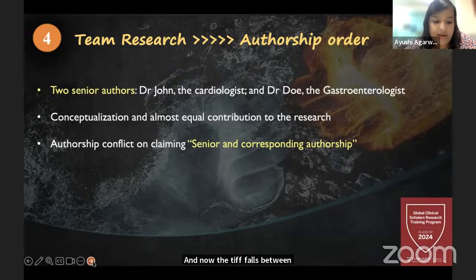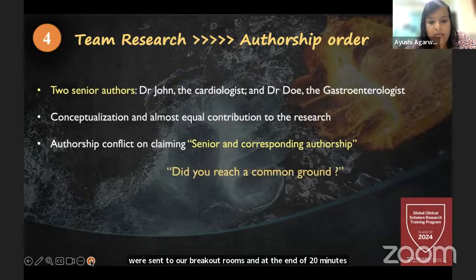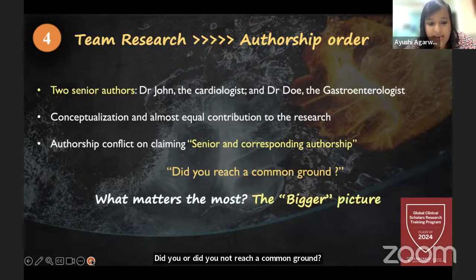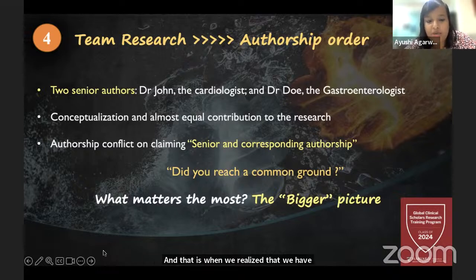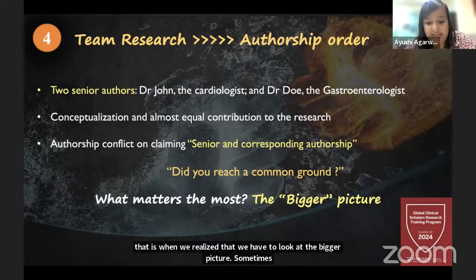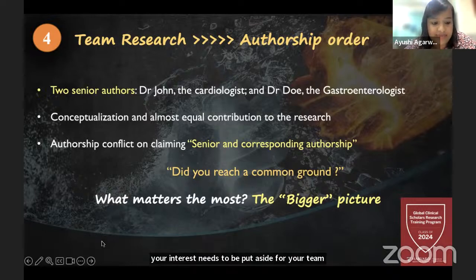We were sent to our breakout rooms, and at the end of 20 minutes, we were asked only one question: did you or did you not reach a common ground? And that is when we realized that we have to look at the bigger picture. Sometimes your interest needs to be put aside for your team, and you need to be a good team player before you are a researcher.